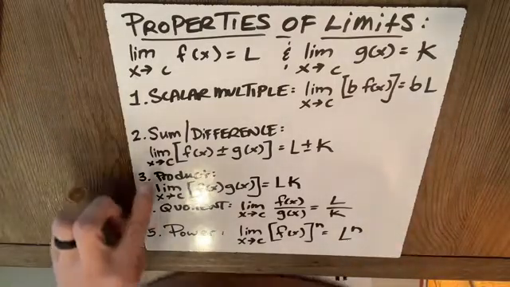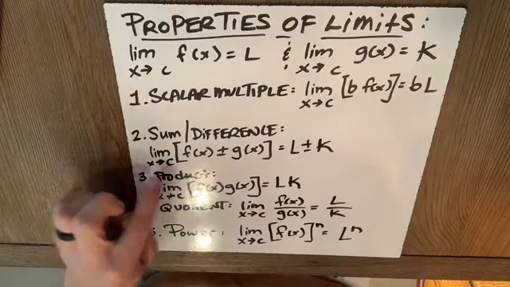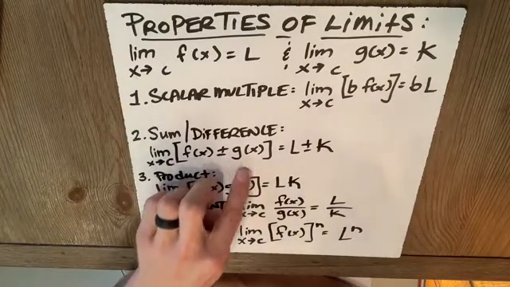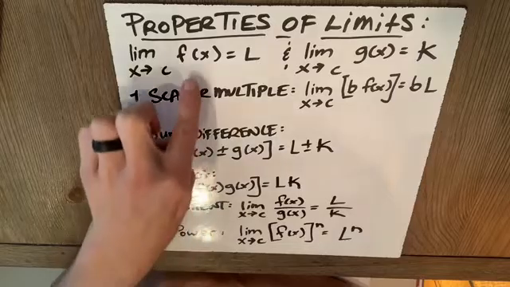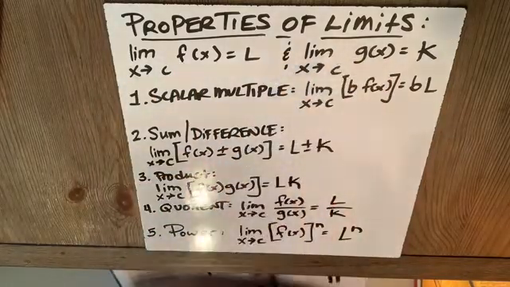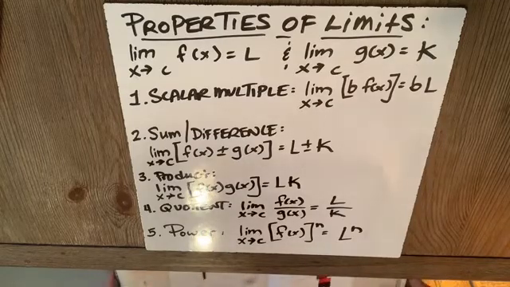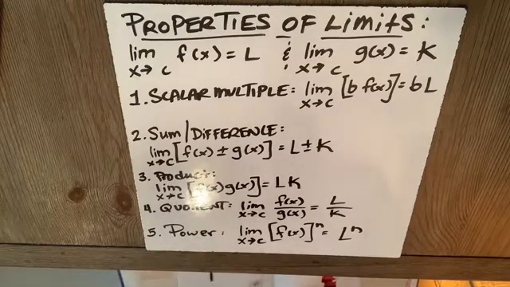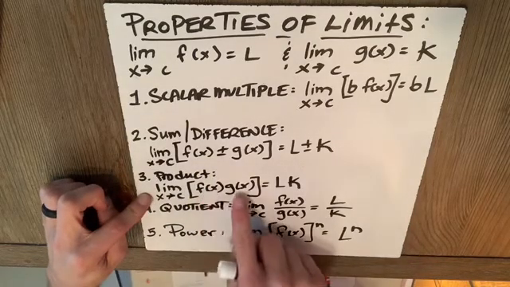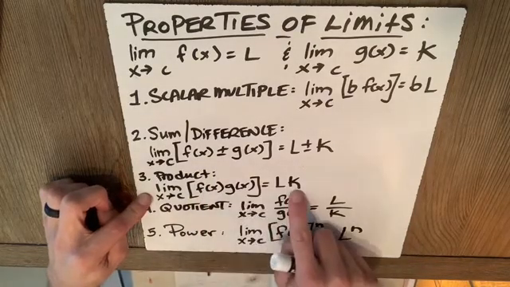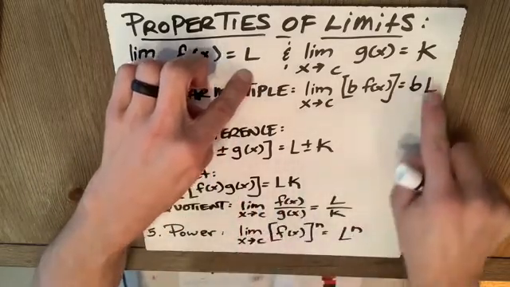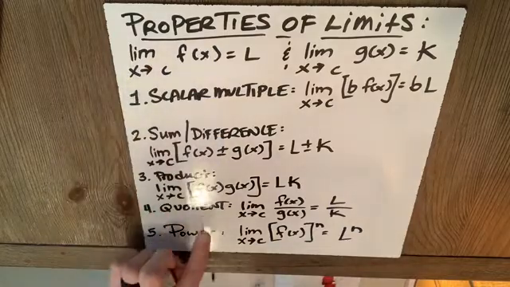Sum or difference. If I take the limit as x approaches c of some function plus or minus some other function, it's simply going to be the limit of this one, L, plus or minus the limit of this one, K. Again, I would hope that that's rather intuitive to you. Similarly, the product, the limit as x approaches c of some function times another, is simply the product of their limits. What's the limit of this one? L. Multiply it by the limit of this one, K.